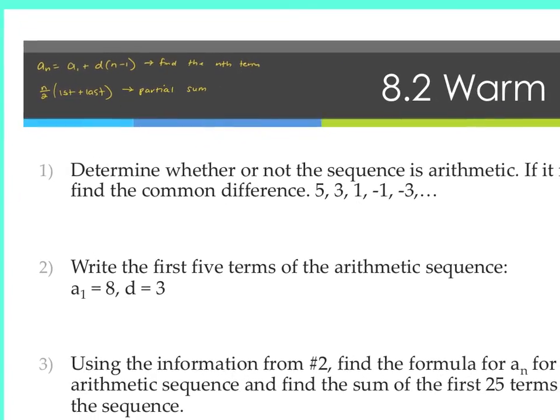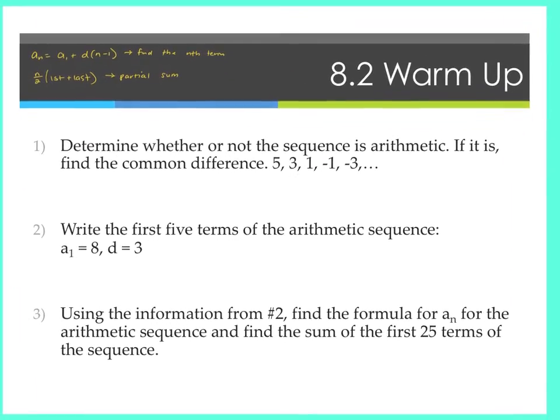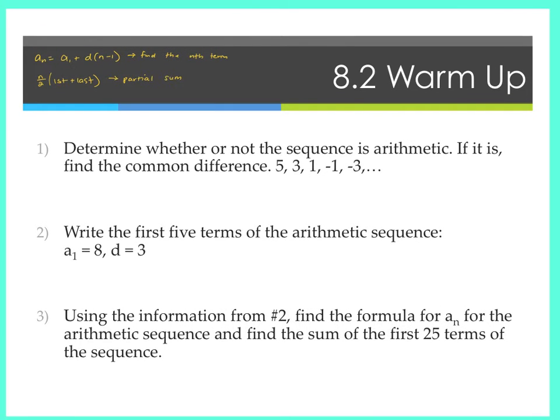So for number 1, it says to determine whether or not the sequence is arithmetic. If it is, find the common difference. So for these, you're just trying to figure out, is it adding or subtracting the same number each time? So from 5 to 3 to 1 to -1 to -3, are we increasing or decreasing by the same integer? That's supposed to be the easy one, folks. Yeah, good. So the answer is yes, and the d is -2. It's important to have that sign on. Obviously, if it was increasing, it would be a +2, but it's decreasing, so it's a -2.